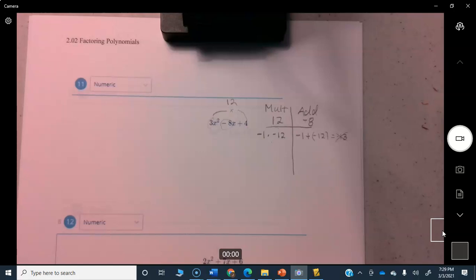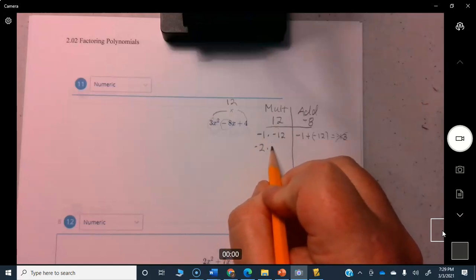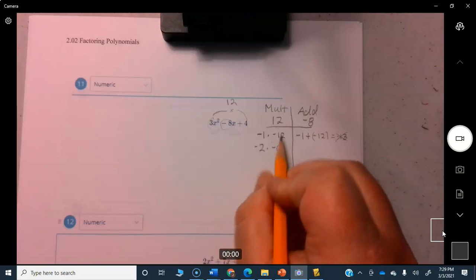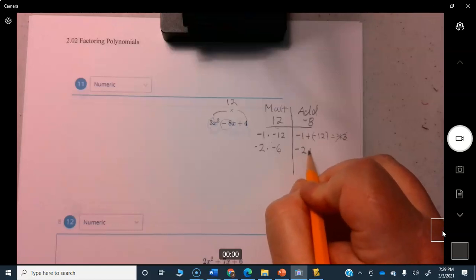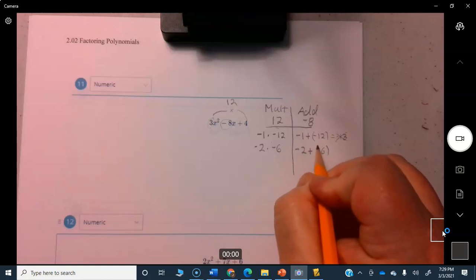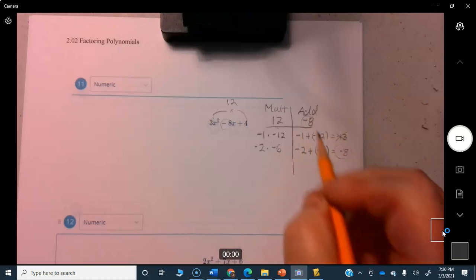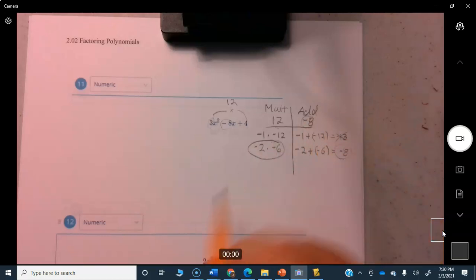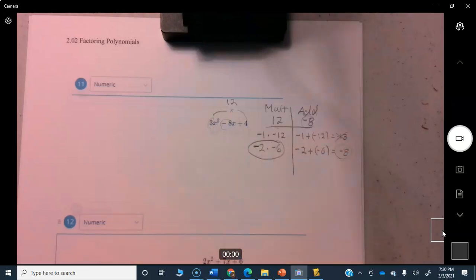We're looking for -8. So let's go to -2 times -6. That does multiply to positive 12. -2 plus -6 equals -8. And that's what we're looking for. So the two numbers we're really looking for are -2 and -6.